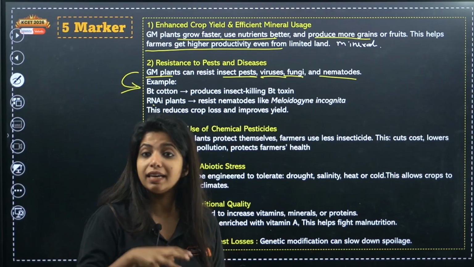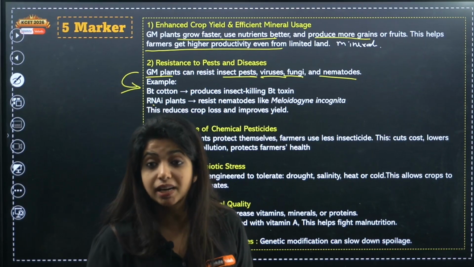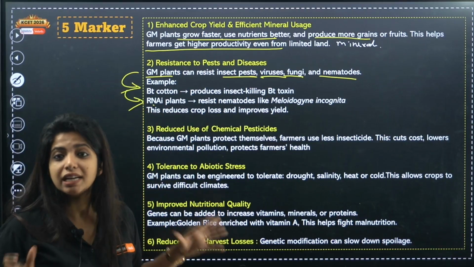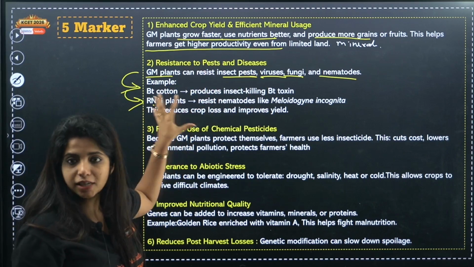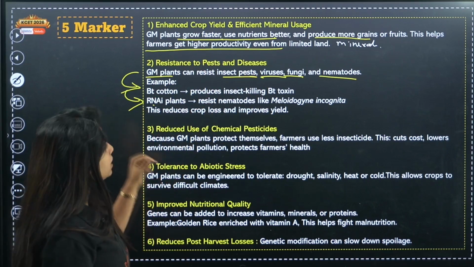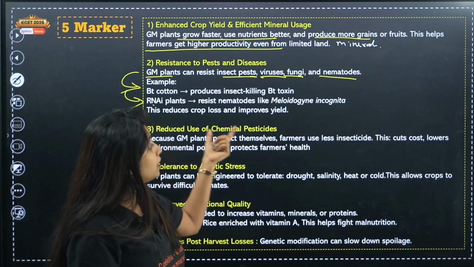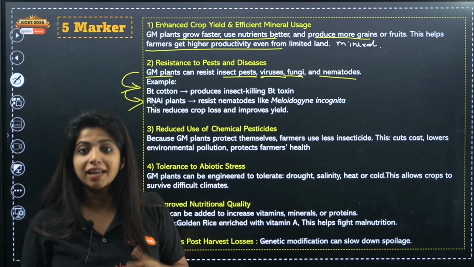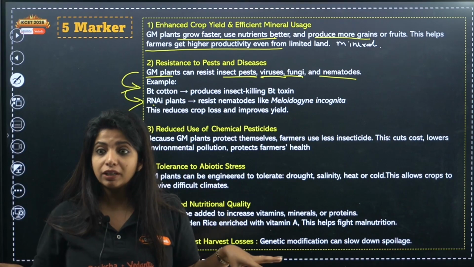Now again, with the help of genetic technologies that we have, my dear children, we are able to produce plants which can resist nematodes as well. So resistance to pests and diseases is one such point that we have. Third one is reduced use of chemical pesticides. Because GM plants protect themselves, farmers use less insecticide, my dear children. That means it is going to be less toxic for the soil's fertility also.